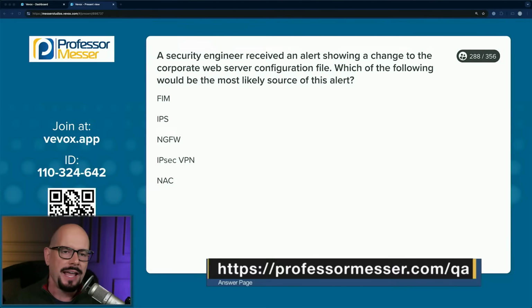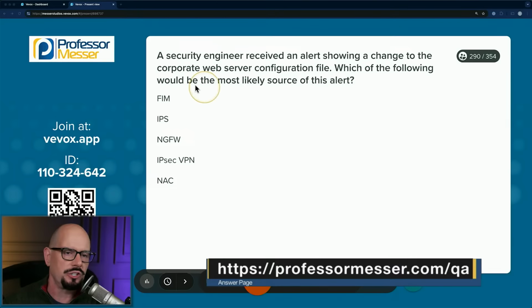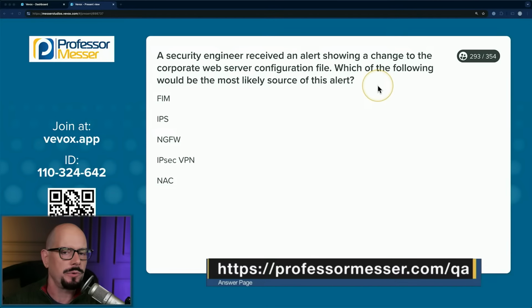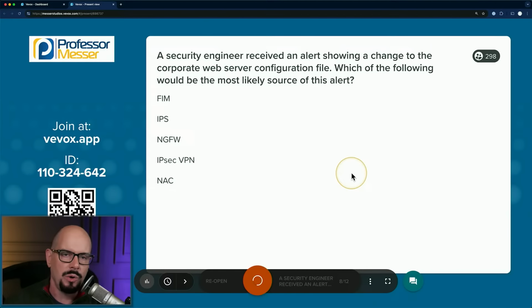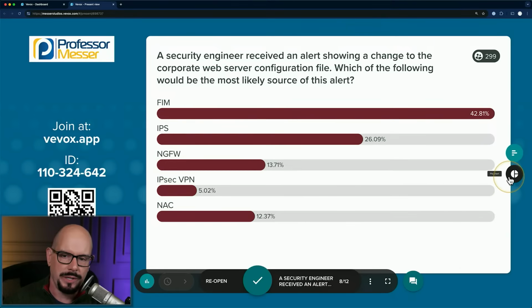The question asks, a security engineer received an alert showing a change to the corporate web server configuration file. Which of the following would be the most likely source of this alert? Would it be FIM, IPS, NGFW, IPsec VPN, or NAC? Let's see what you think the answer is. We'll stop our poll. And how do we do?